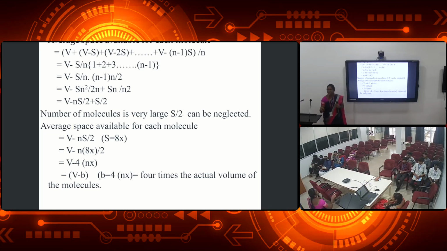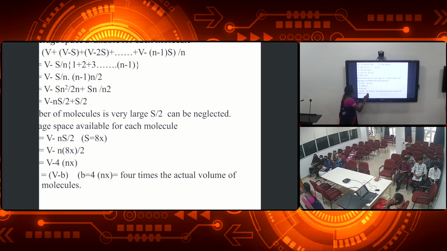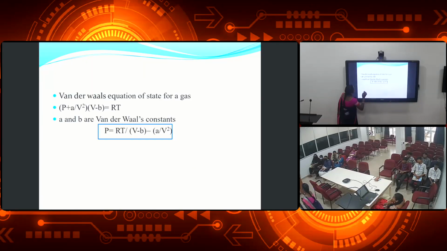A and b are van der Waals constants. Now we have done the pressure correction and the volume correction. We can rewrite the perfect gas equation. What is the perfect gas equation? PV is equal to RT.